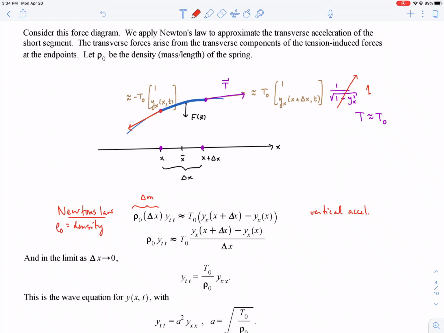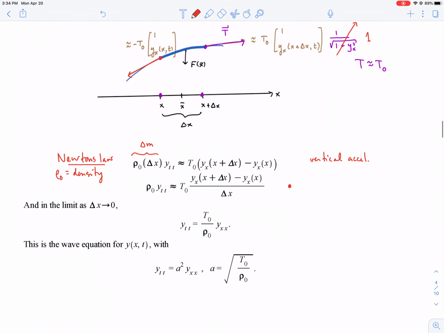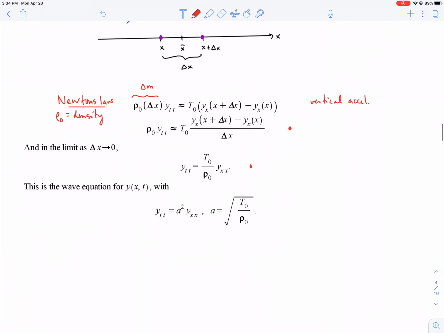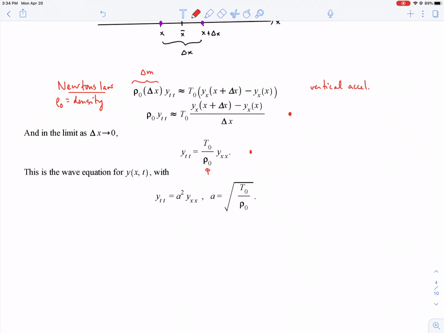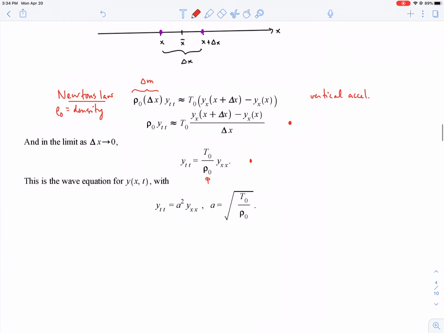Okay, if you divide by the delta x's, you get this equation. And as you let the delta x's go to 0, you see that you've just got difference quotients for the x derivative of y sub x, and in the limit you get y sub xx. And this is the wave equation. The coefficient here is positive, and I told you at the beginning we're going to call that a squared, and I explained why: a is the speed of traveling waves.